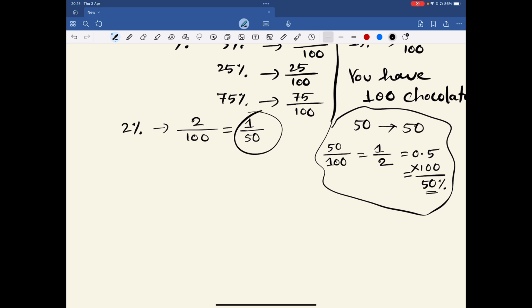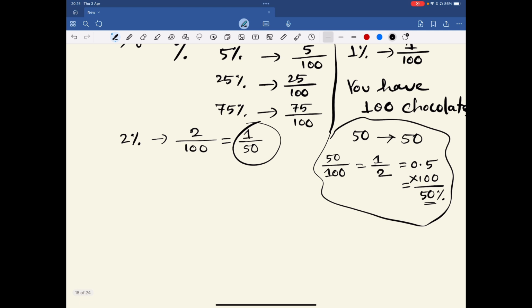So how to express a percentage? To express a percentage, you just have to keep in your mind that percentage means out of 100. Whenever you get something with a percentage sign, you just have to say this is out of 100. If you see 75%, you will say 75 out of 100.